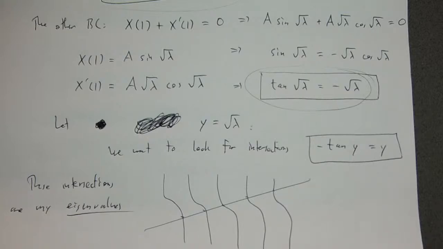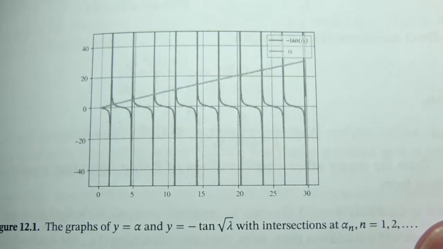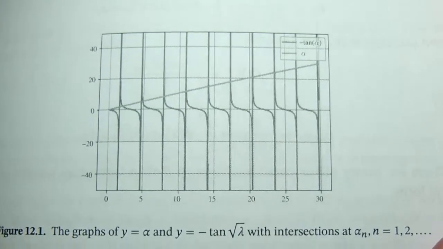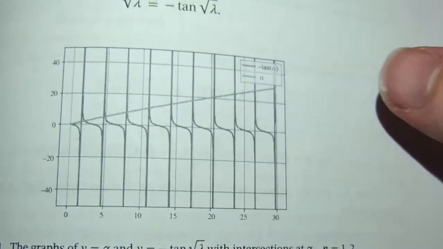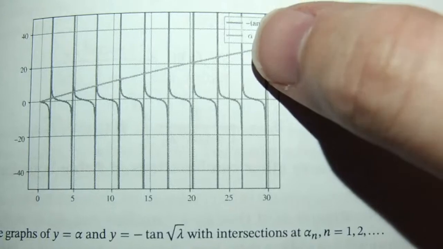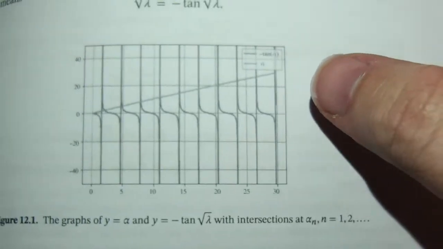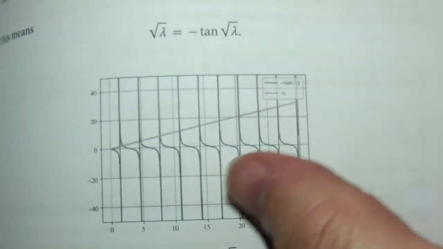Okay, yep, here we go. So there we go, the graphs of y equals alpha and y equals minus tan alpha. This should say alpha here. I think the graph in here looks right. So alpha and minus tan alpha is plotted here. These intersections are points where that relation is satisfied. And that's how I get my eigenvalues.